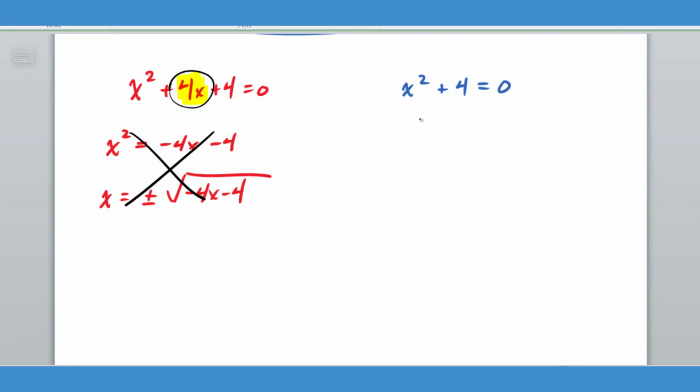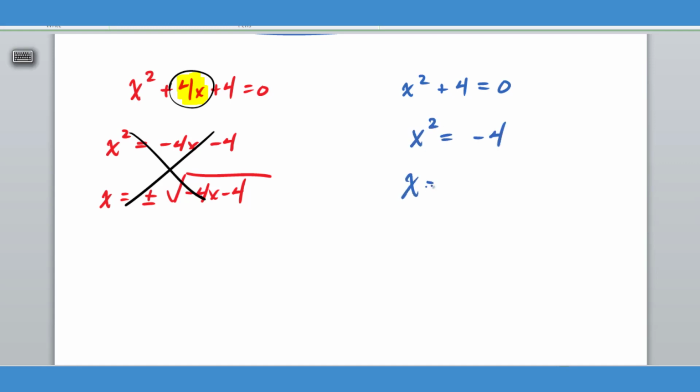Here, hopefully you recognize x squared plus 4 as a binomial, it doesn't have a middle term, but you also need to be very aware that this cannot be factored. Okay, x squared and 4 are both perfect squares, but since we have an addition sign, it cannot be factored, and so we would want to use square roots here.